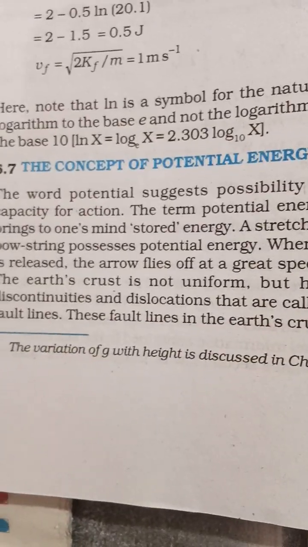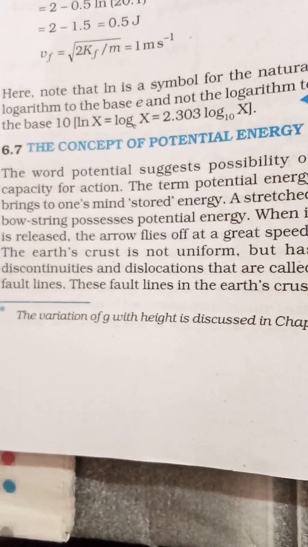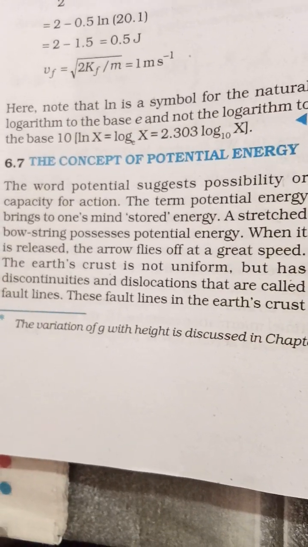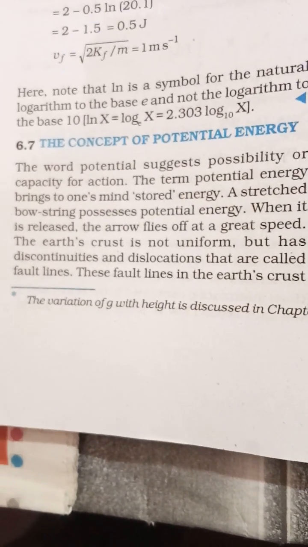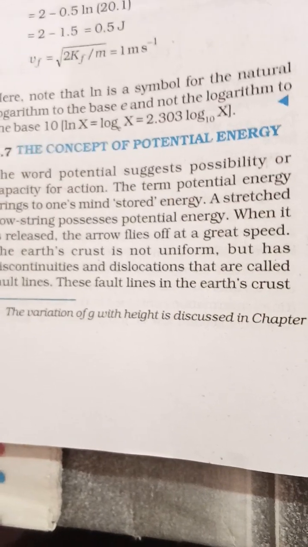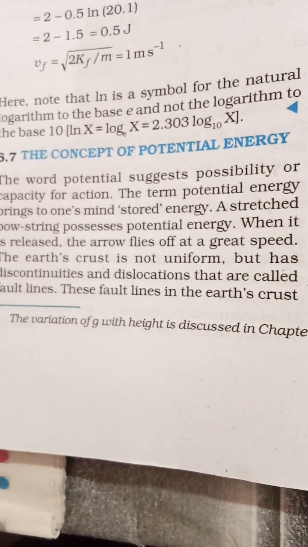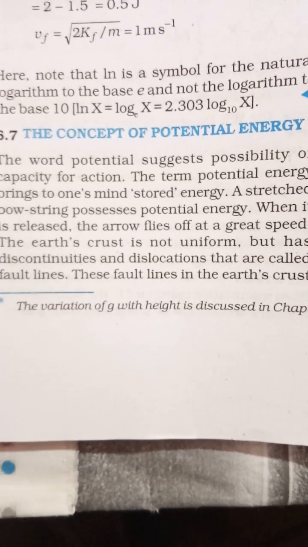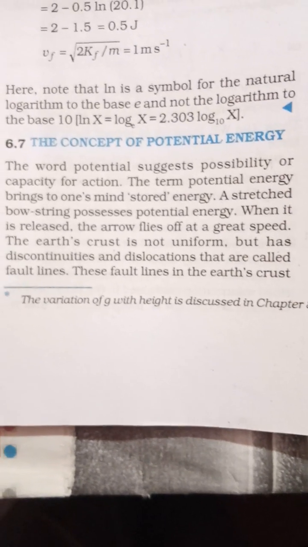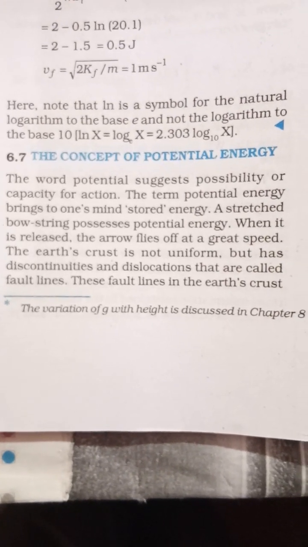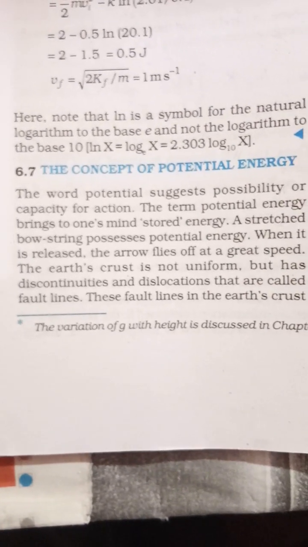Dear physics aspirants, right now I will discuss the concept of potential energy, and here you will see the word potential suggests possibility or capacity for action. The term potential energy brings to one's mind stored energy, and here a stretched bowstring possesses potential energy. When the bowstring is released, the arrow flies off at a great speed.